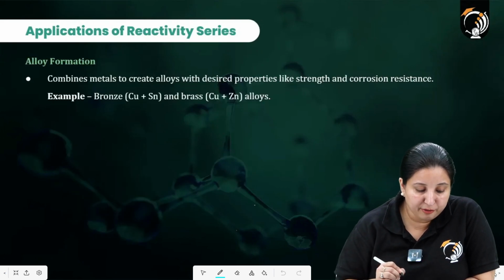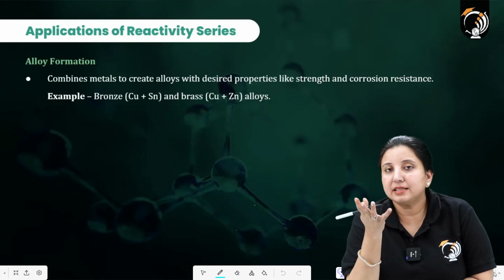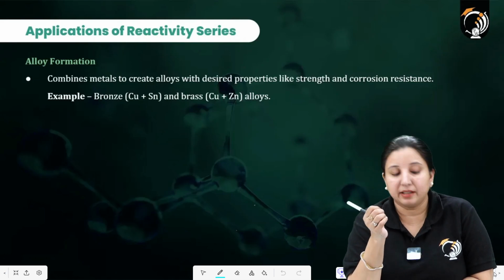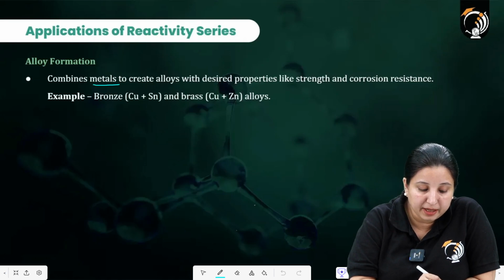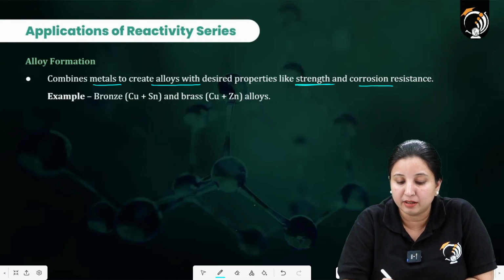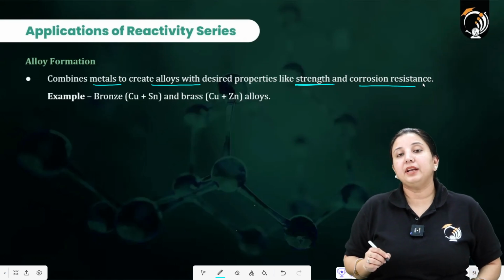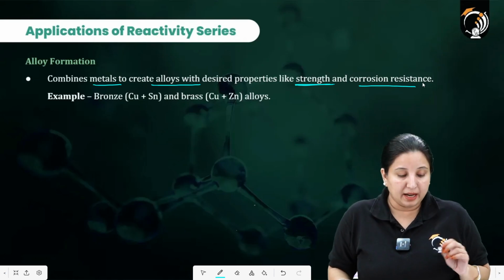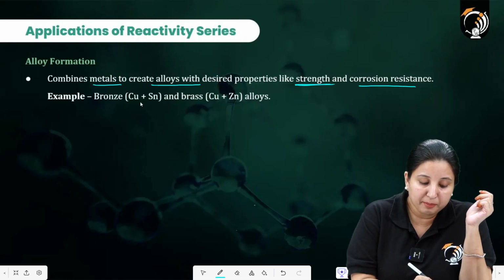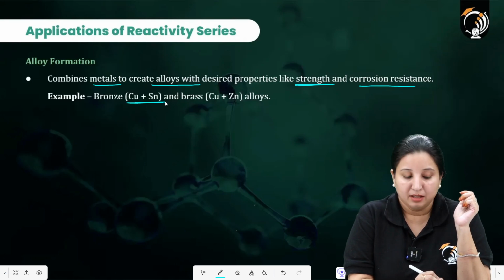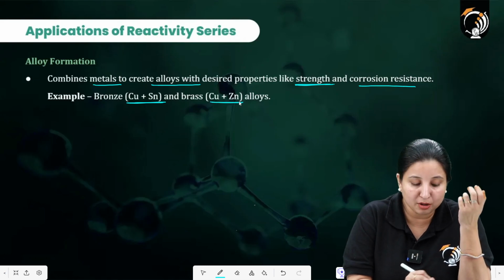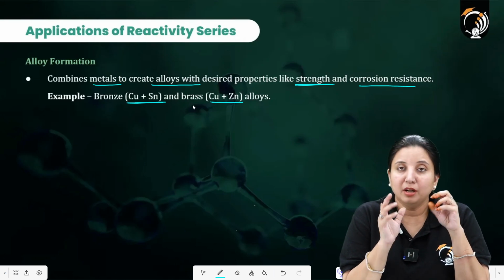Then alloy formation. It is not like we can combine any two metals together. It is on the basis of their reactivity only. When we combine metals to create alloys with desired properties, for example strength and corrosion resistance, that is completely on the basis of their reactivity. In the case of bronze, we combine Cu and Sn. Similarly, in the case of brass, we combine Cu and Zn, meaning copper and tin, and copper and zinc, to make an alloy.